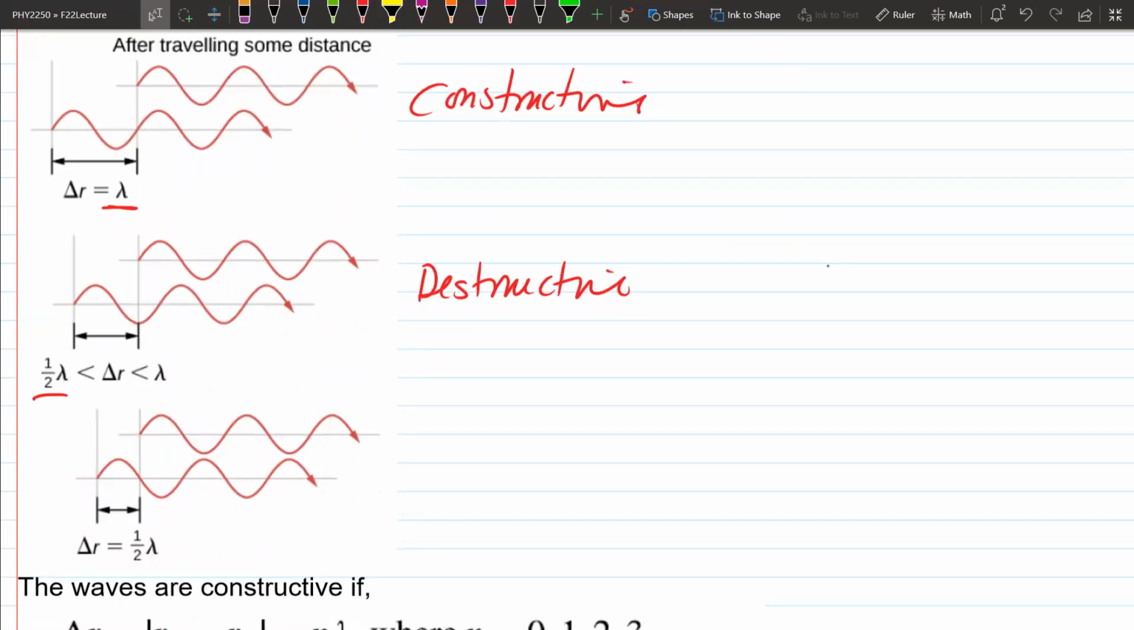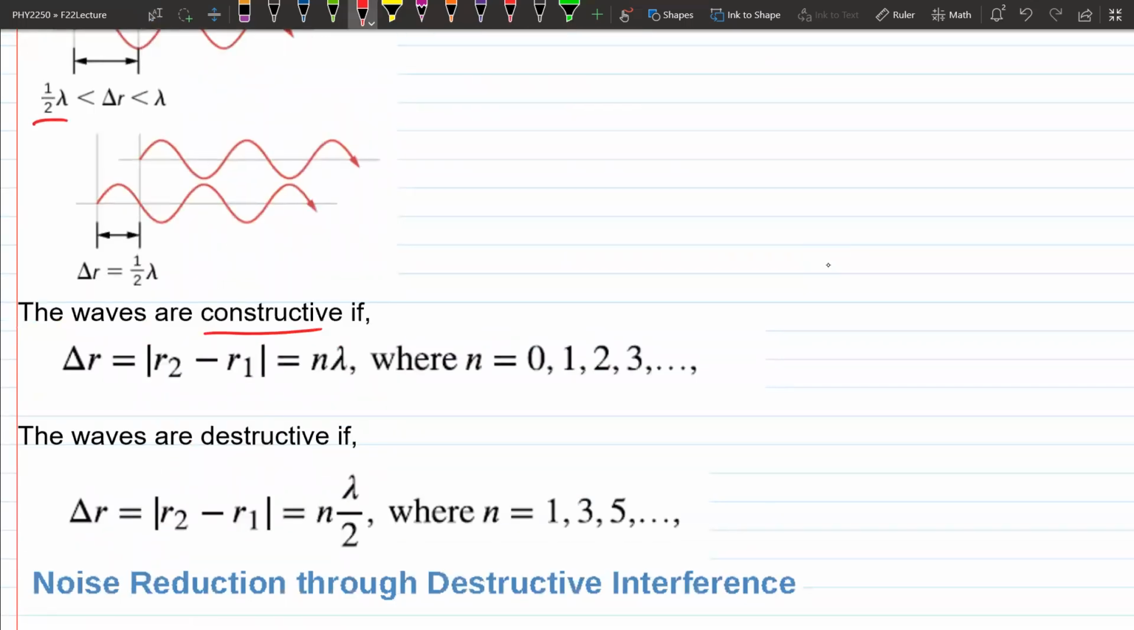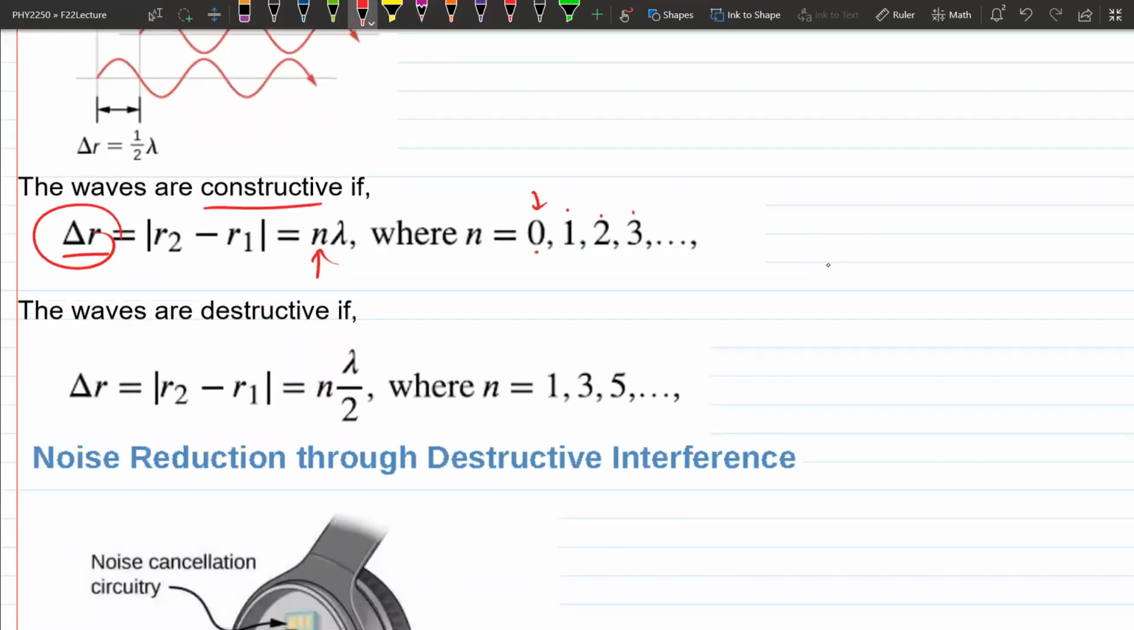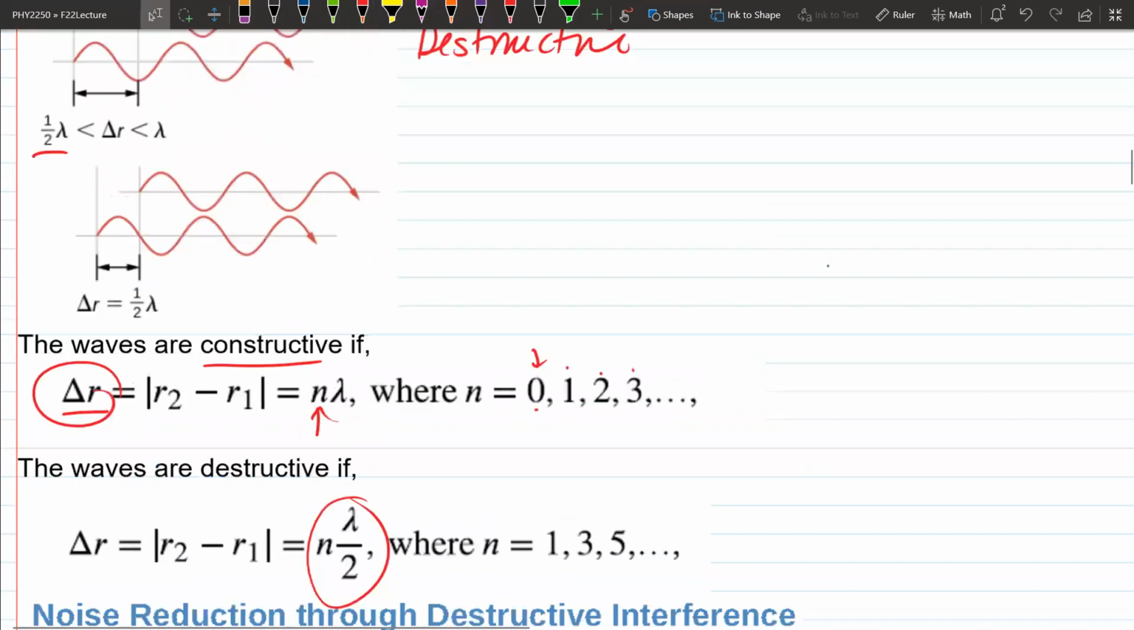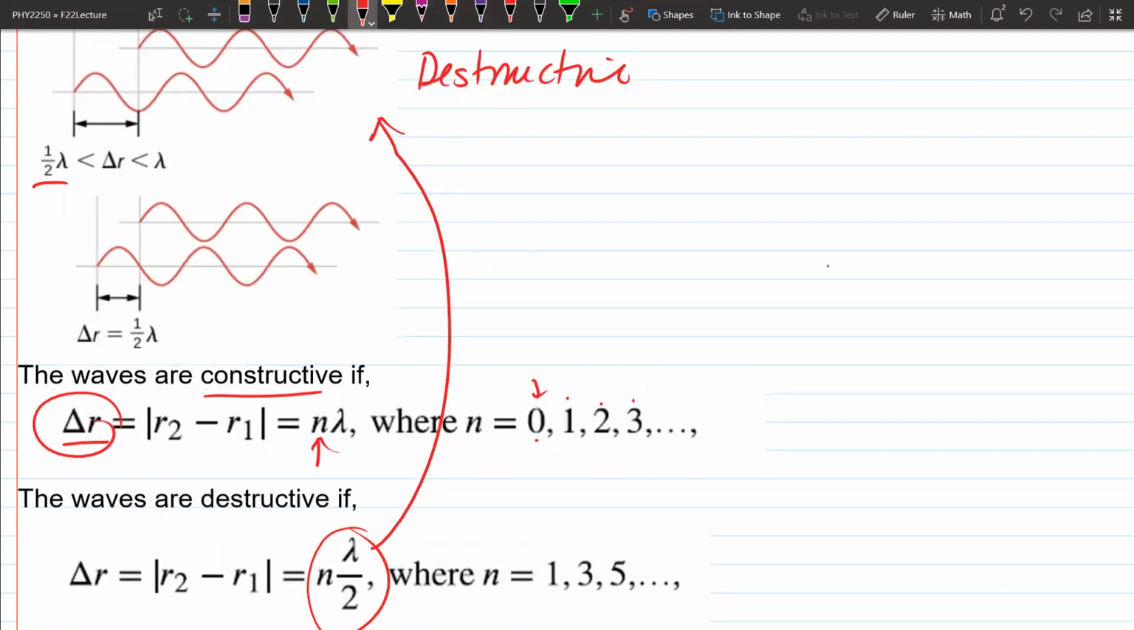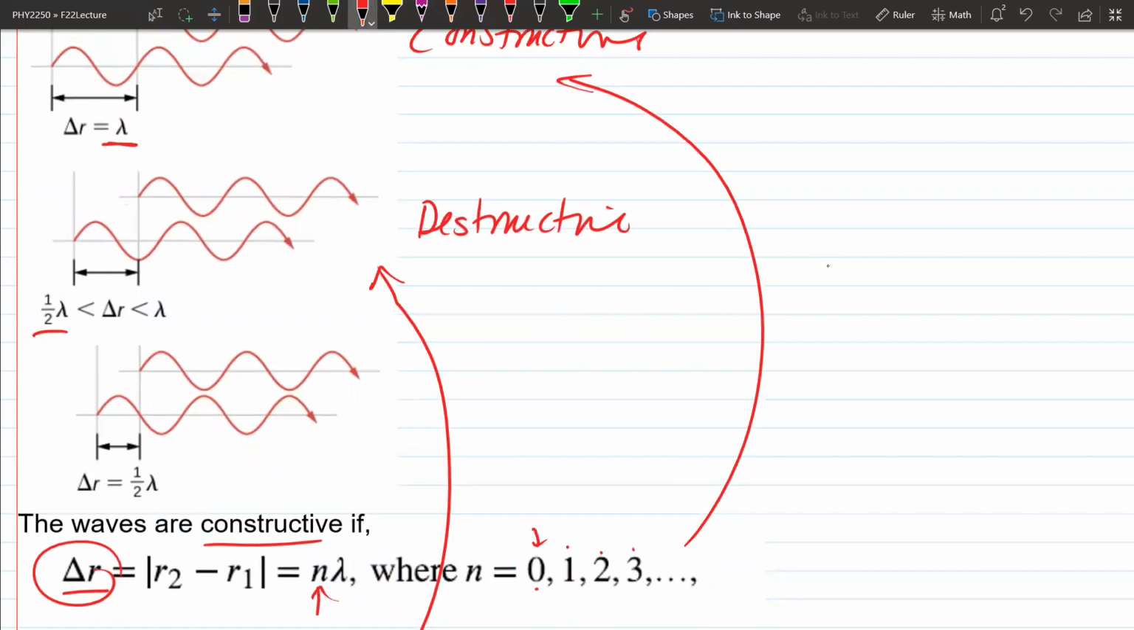And therefore you get constructive interference if this change in distance, meaning the difference in distance that the wave traveled, is some integer multiple of the wavelength, where this integer goes 0, 1, 2, 3. Very similar analysis as we did with the guitar string. The wave is destructive if the difference in distance that the wave traveled is half a wavelength apart, which is this example up here. This goes with this guy up here.